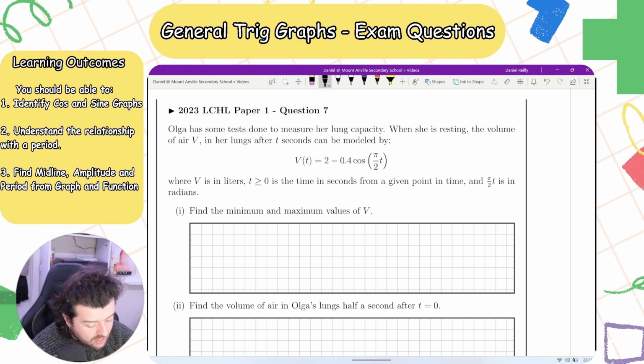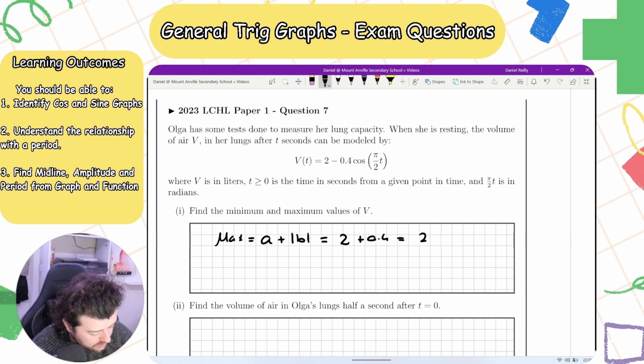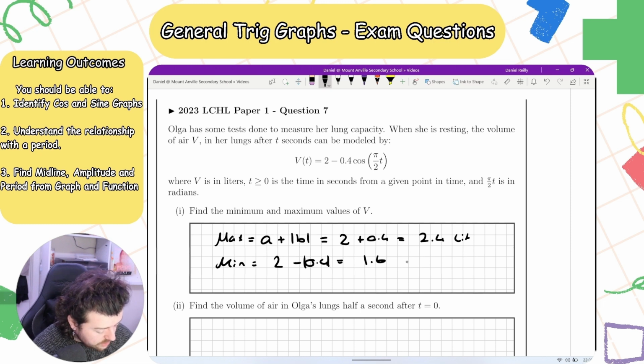So find the maximum and minimum values. The max is going to be my midline plus my amplitude, which is the absolute value of B. So 2 plus 0.4, which is 2.4 litres, is my maximum. My minimum is 2 minus 0.4, which is 1.6 litres.